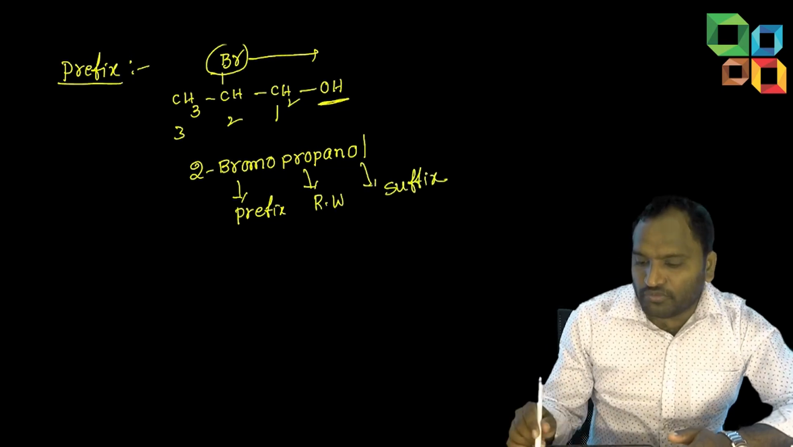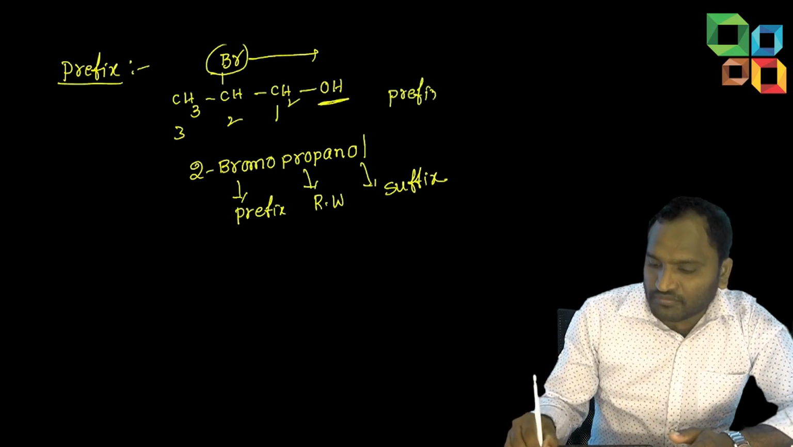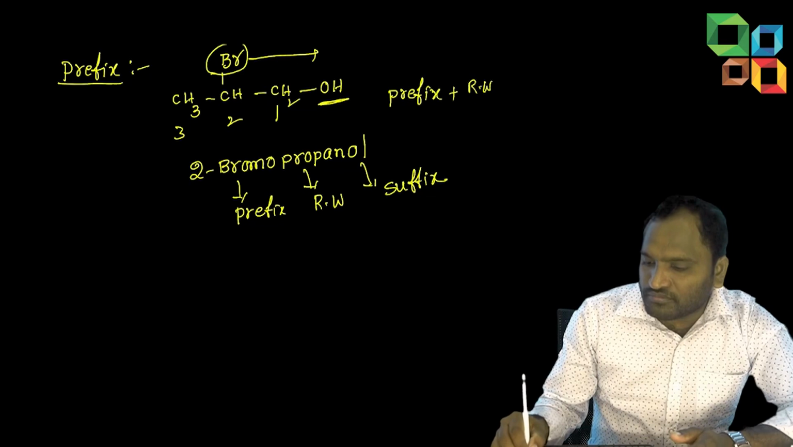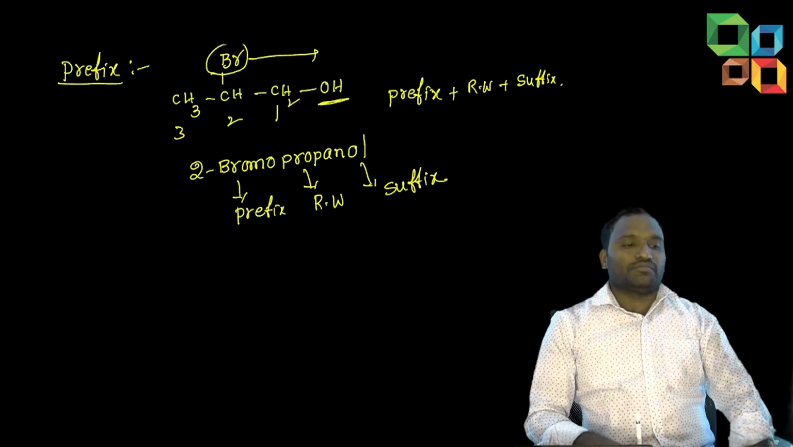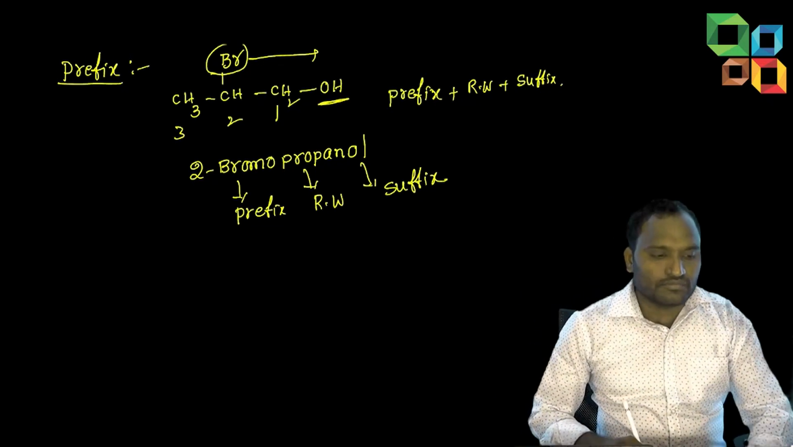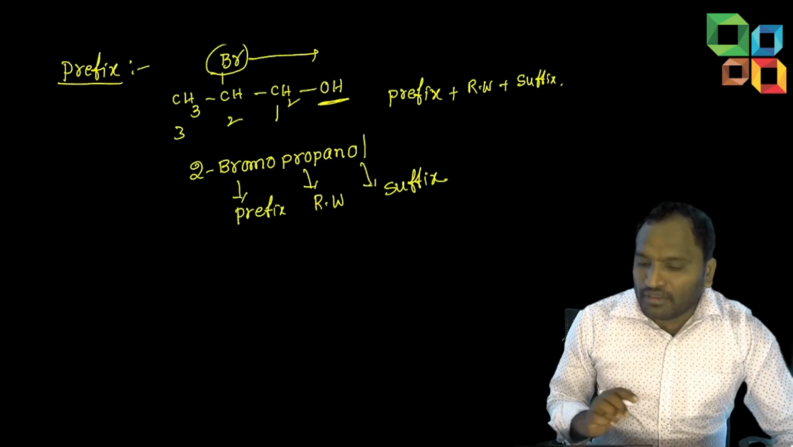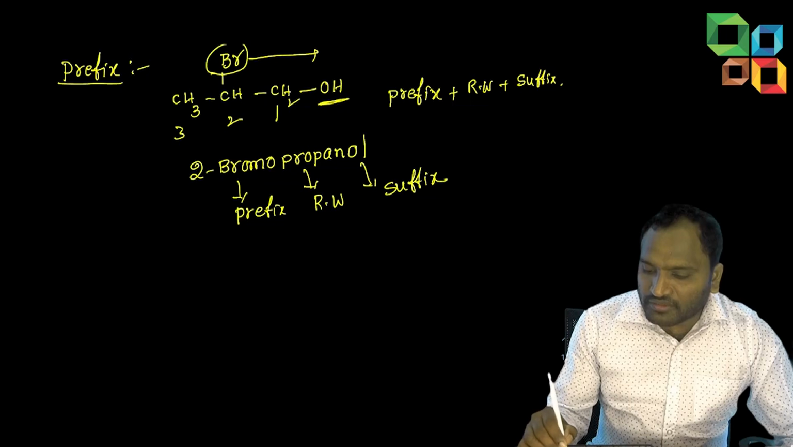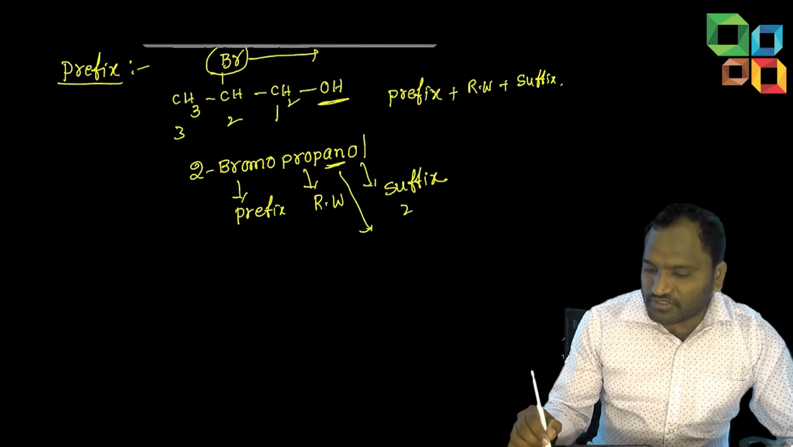So to write one IUPAC name, what is the order, students? Prefix, if it is there, plus root word, then suffix. Here one more is there, an. This is the primary suffix. This is the secondary suffix. Primary suffix is an.